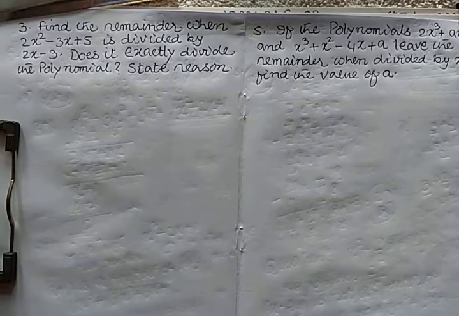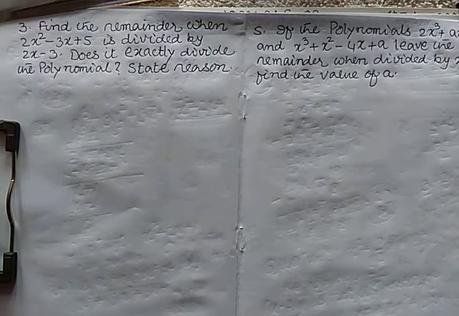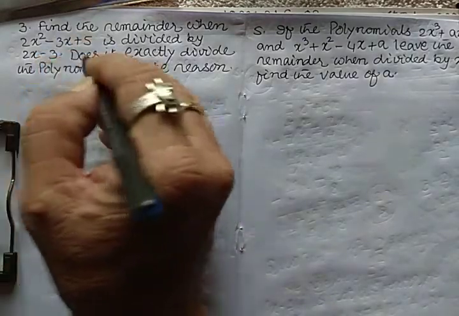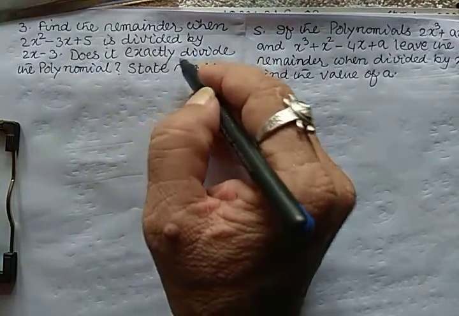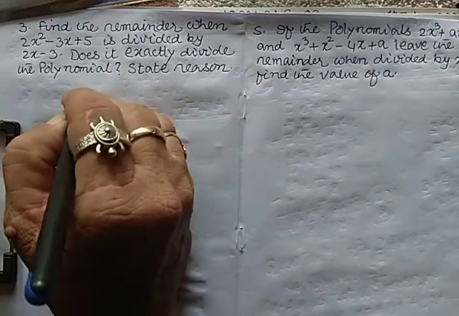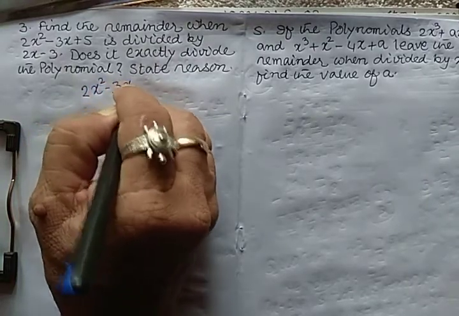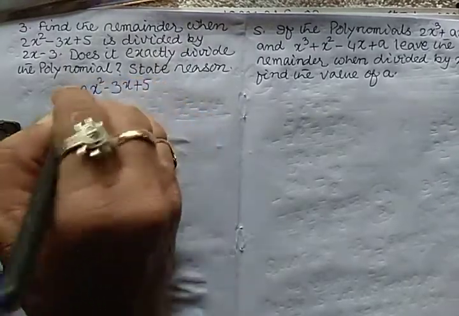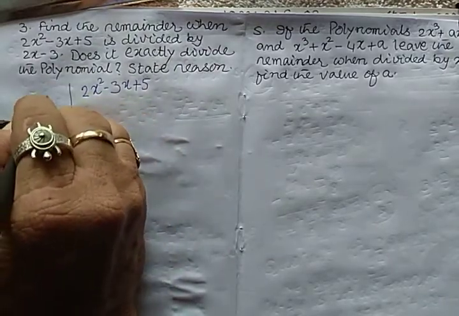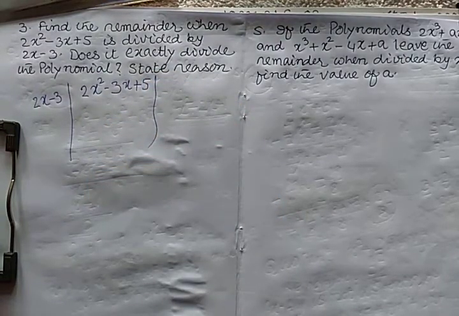So now our next sum reads like this. Find the remainder when 2x square minus 3x plus 5 is divided by 2x minus 3. Does it exactly divide the polynomial? State reason. So now what we have to do? We have to divide 2x square minus 3x plus 5 by what? 2x minus 3.